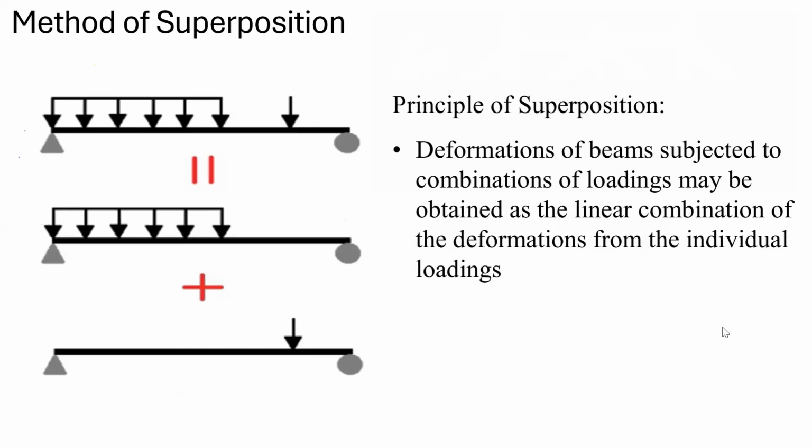Okay, the word is there in the GATE syllabus, that is the method of superposition. I will explain the meaning of this method of superposition. The deformations in the structure can be calculated by the linear addition of the deformation of individual loads. Correct? So if you consider this beam subjected to UDL and also to a point load, and I want to calculate the deformation, not only deformation, the support reactions also.